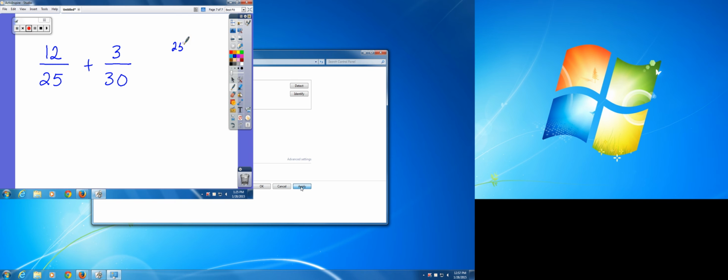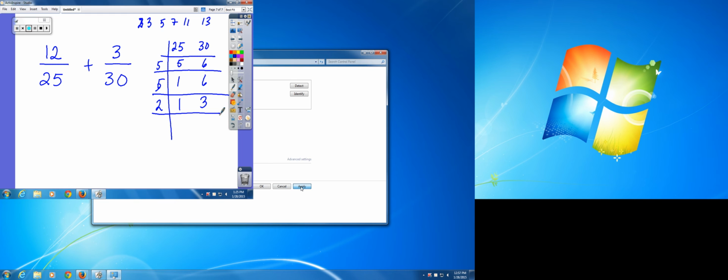25 and 30. Two, 3, 5, 7, 11, sometimes 13. We really don't care because you know what number goes into these two. 5. That would be a 5 and a what? 6, so 5, 1, and 6. 2, 1, and 3. 3, 1, and 1. Now, of course, I'm going to use these two first.